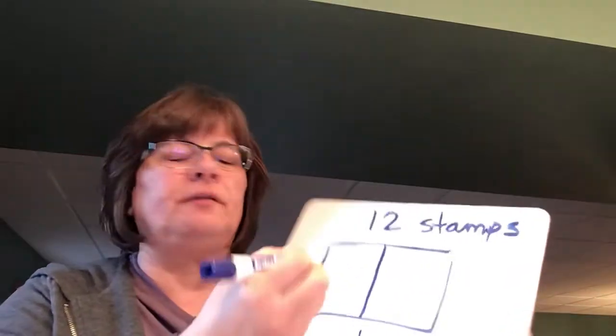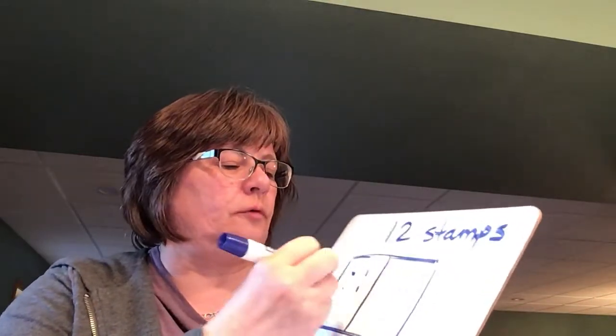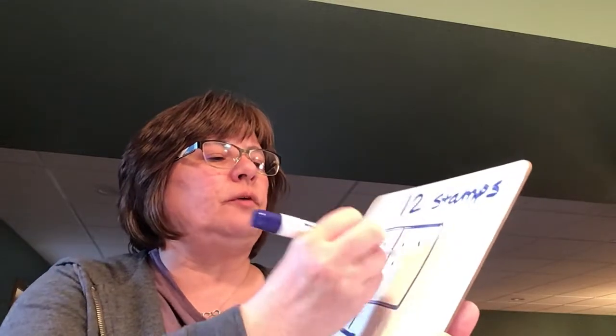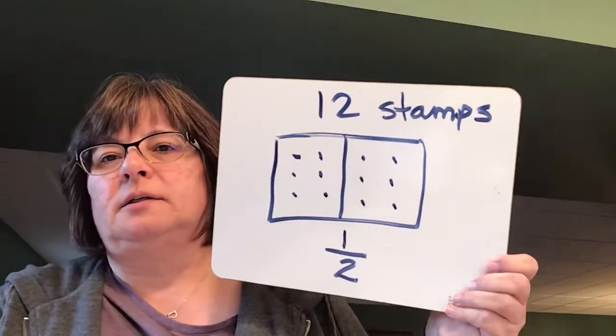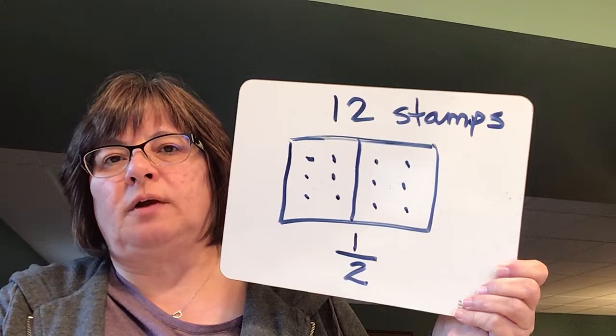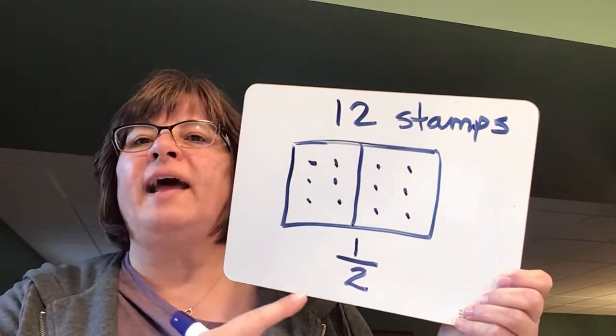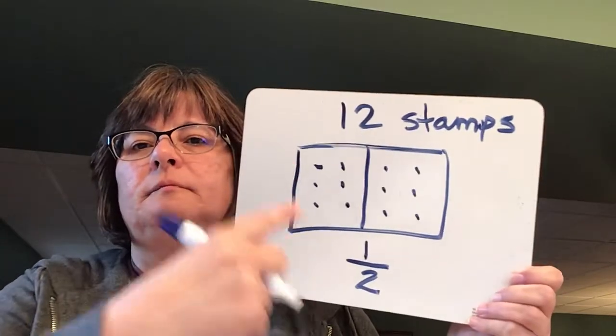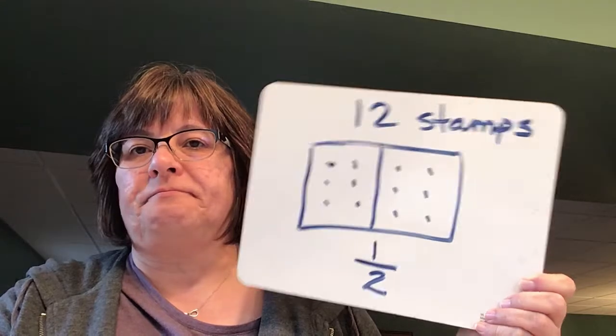So if she puts half on one page, 1, 2, 3, 4, 5, 6, and half on the other page, 1, 2, 3, 4, 5, 6, she uses up her 12 stamps. 1/2 of 12 is 6. See? You can do this. That's why we know our facts from before, and that's why we've practiced all the fractions we've practiced so far.